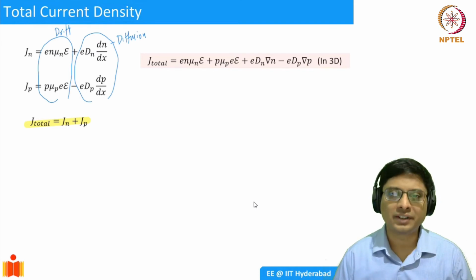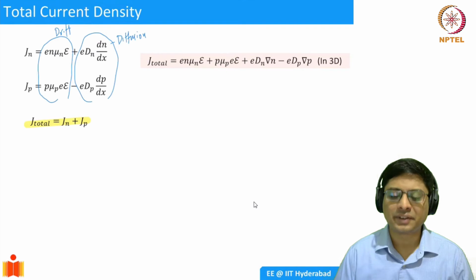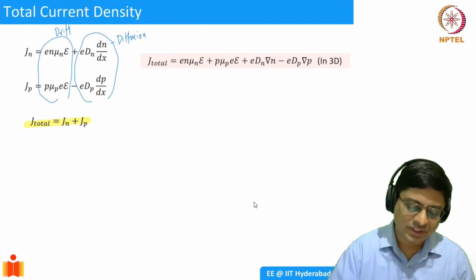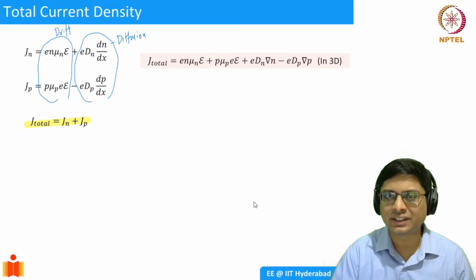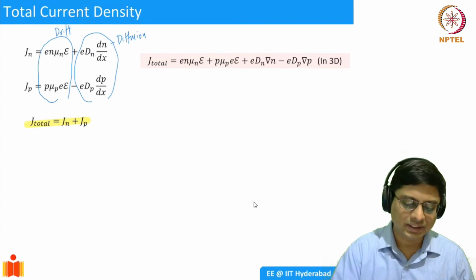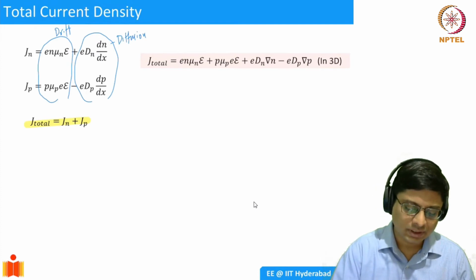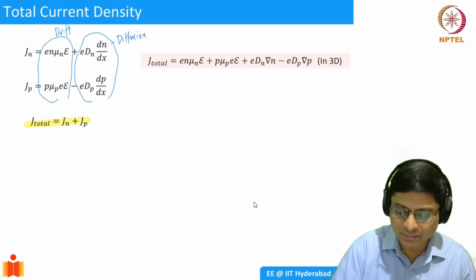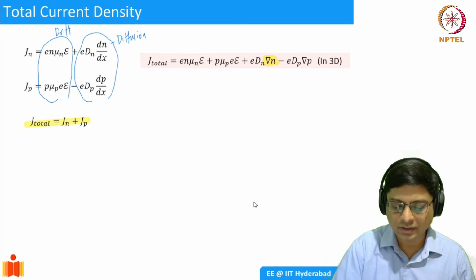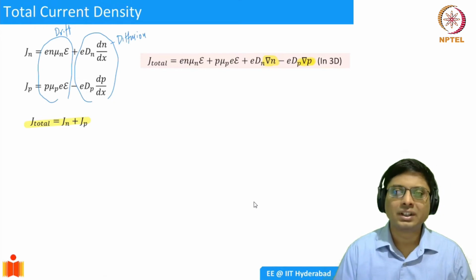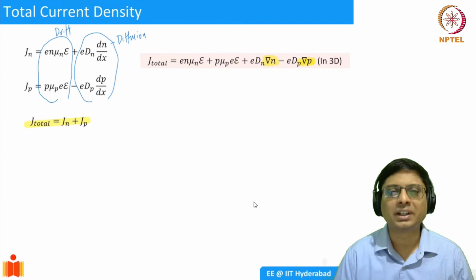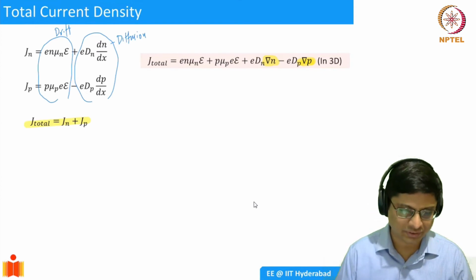But in general, if you have a full semiconductor, we have to use three-dimensional equations, in which case these things become Ex, Ey, Ez, E becomes a vector, and the concentration gradients dn by dx become the gradient of n and the gradient of p. So it has to be a full three-dimensional solution, which can be done using computers. We do it routinely, but for this course, we don't need it. We'll most of the time focus on the one-dimensional case.